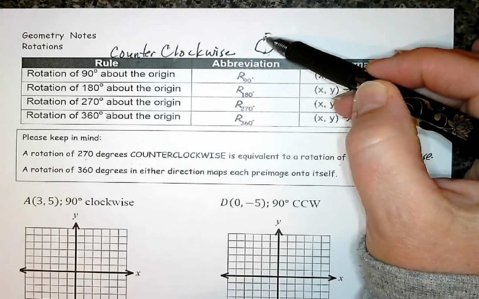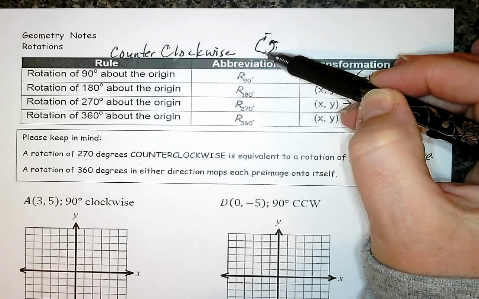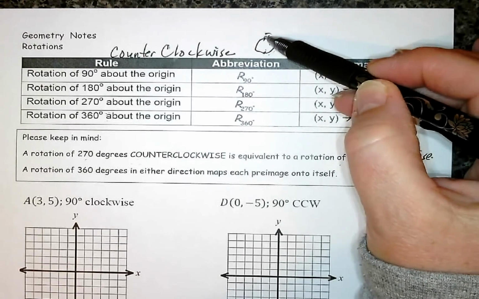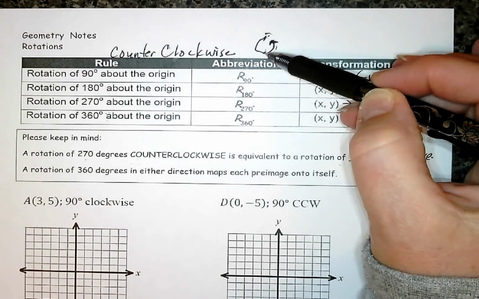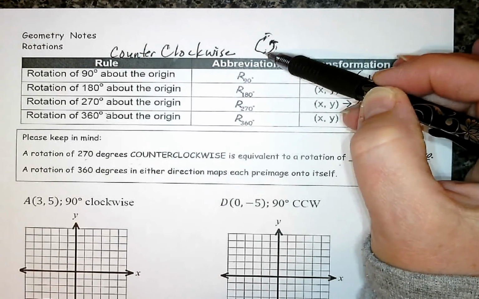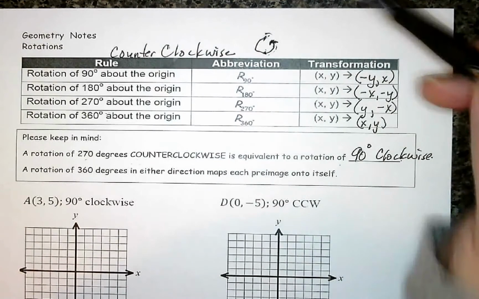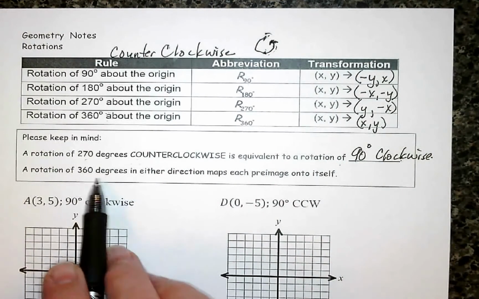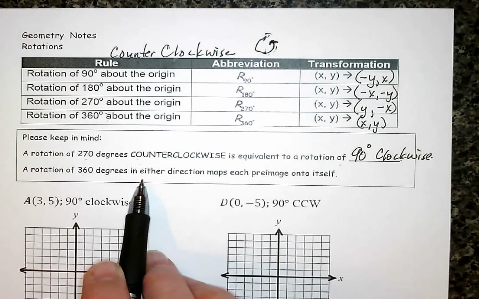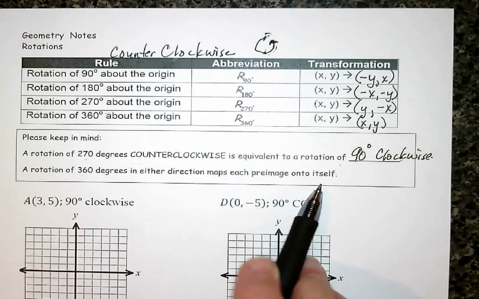Same thing kind of works out with 180. If I start here and I go 180 counterclockwise, that's going to be the same thing as going 180 clockwise. Half a turn is half a turn. And then the last one is what I alluded to up here, that a rotation of 360 either way will map itself onto itself.